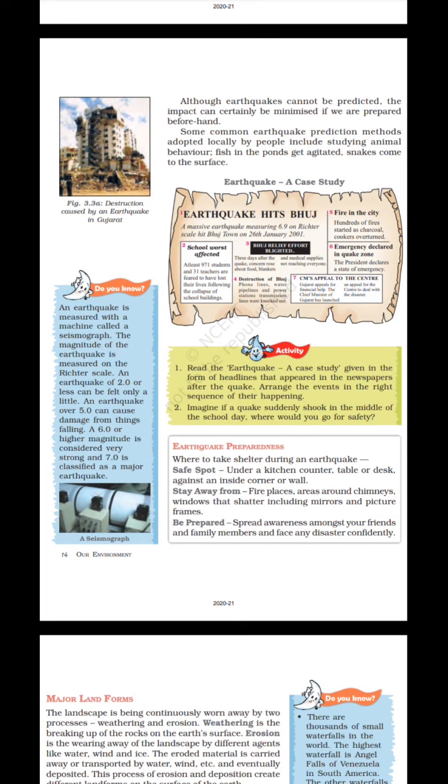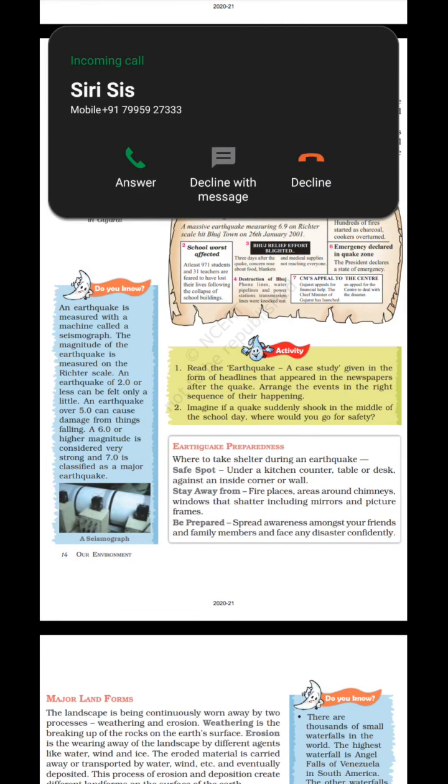The magnitude of earthquakes is measured on the Richter scale. An earthquake of 2.0 or less can be felt only a little. An earthquake over 5.0 can cause damage from things falling. A magnitude of 6.0 or higher is considered very strong, and 7.0 is classified as a major earthquake. A seismograph.